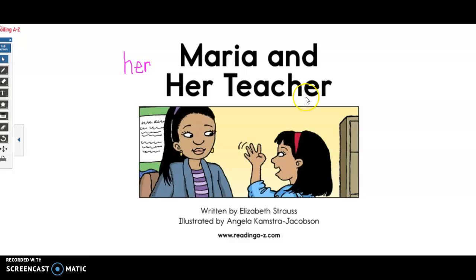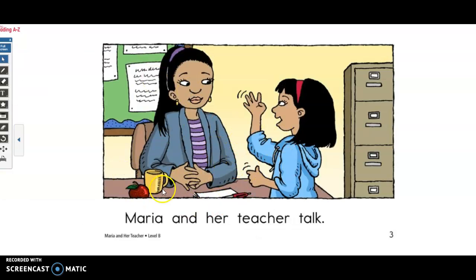Do you know what this word is? Think about the characters again. Maria and her teacher. Maria and her teacher. That makes sense. So those are some of the tricky words, Maria, her, teacher, in this book. And then there's also what they're doing together, right? So let's look at this page.